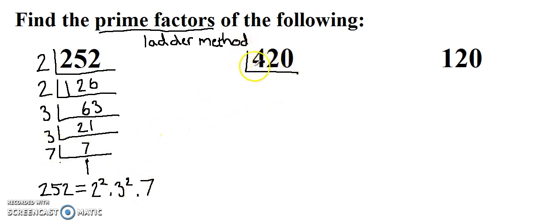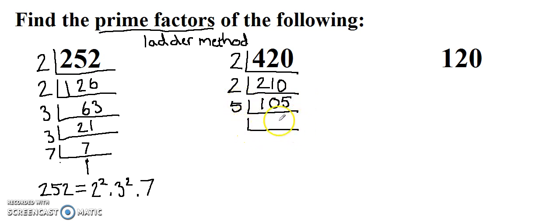Let's do the next one. 420 can be divided by 2. So that will leave us with how much? 210. Now 210 can also be divided by 2, which will leave us with 105. Now we need to find a prime number that goes into 105, and the easiest one to spot is 5, which means it's 21.